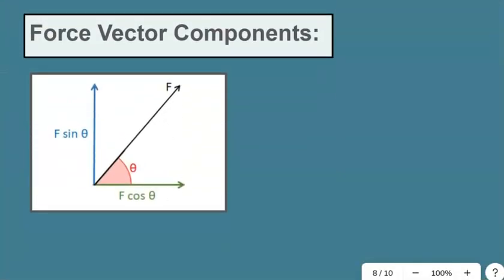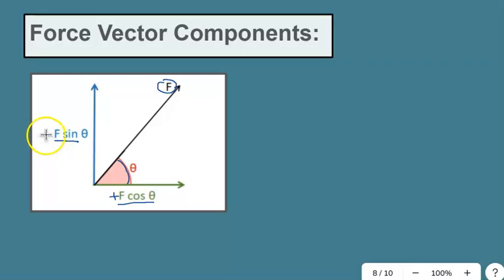Okay, and then I just wanted you to have one more visual that the actual vector is force. You don't always know this angle, but often that's what they give you, and that one component is F cos theta and one component is F sine theta.